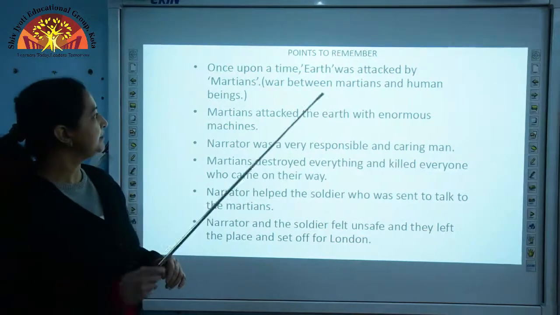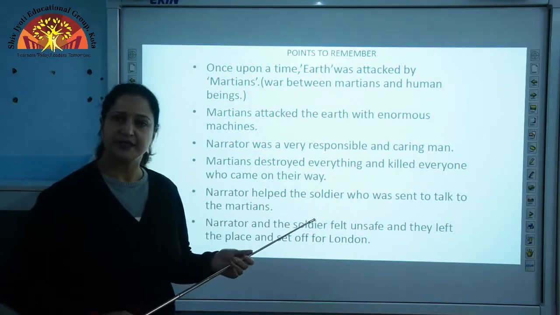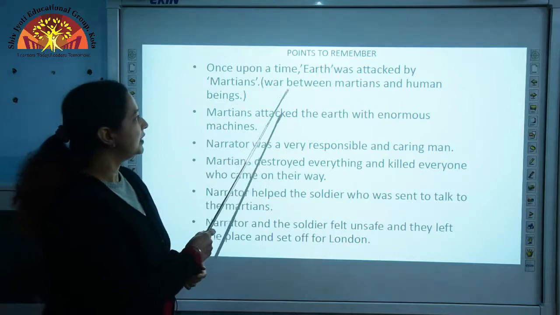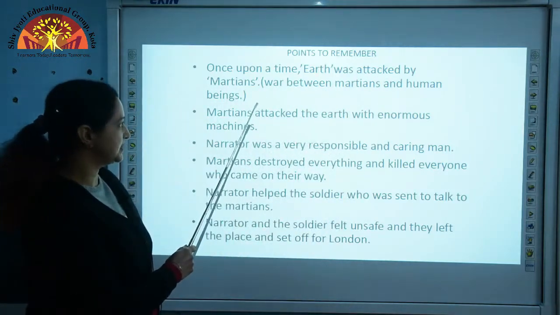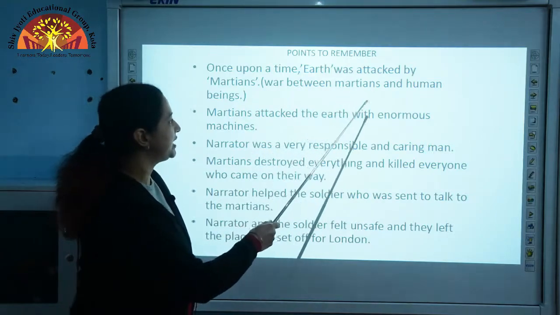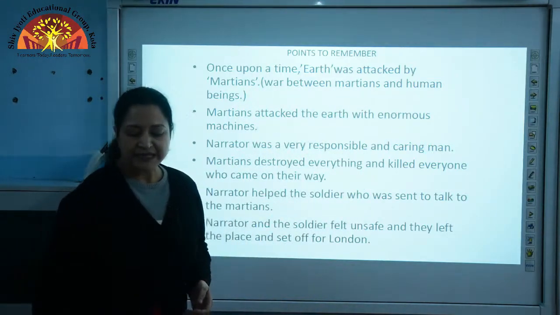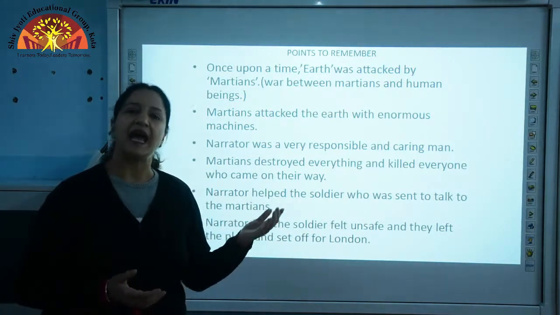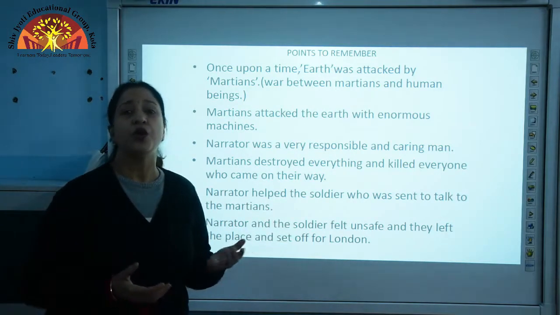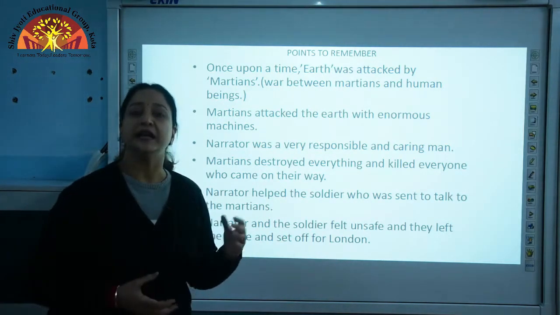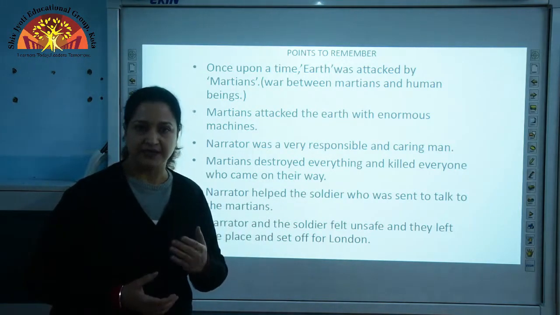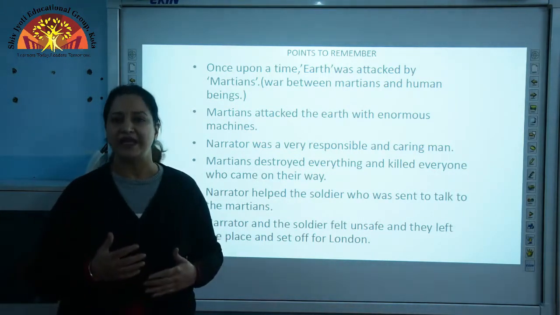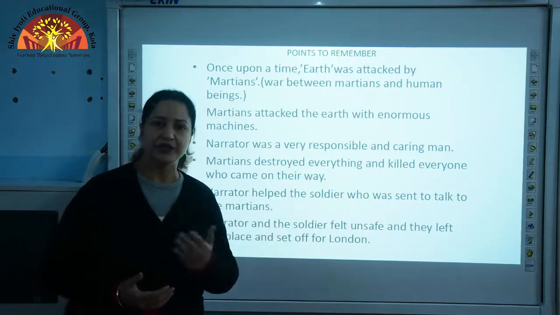Here are some key points to summarize your chapter. Point number 1: once upon a time, Earth was attacked by Martians. It means there was a war between Martians and human beings. Basically this chapter is about a war or a fight between Martians and human beings. What are Martians? Martians were the aliens which came from Mars, so we call them Martians.